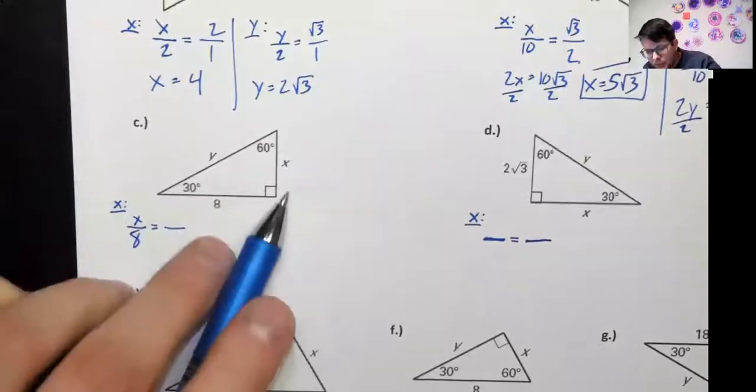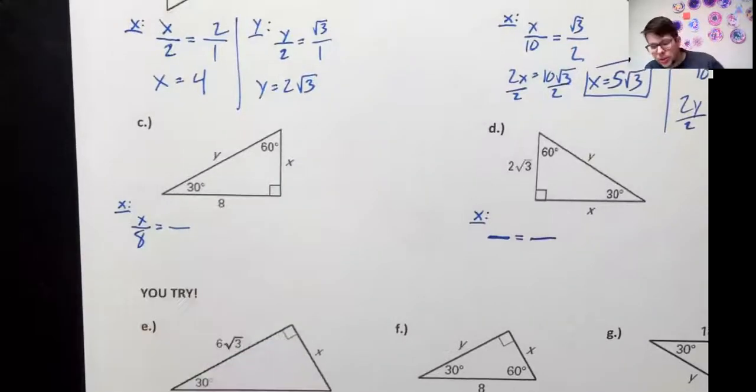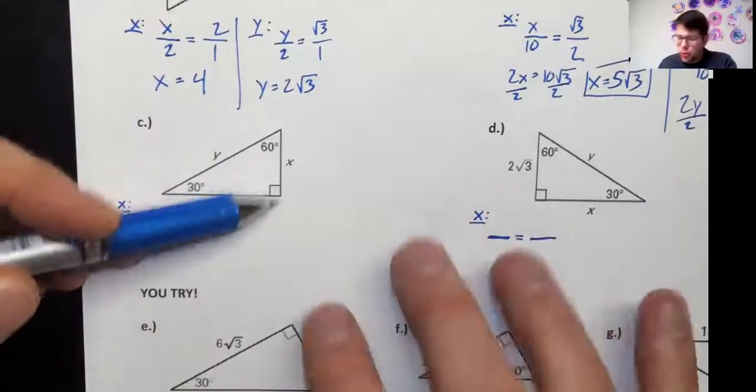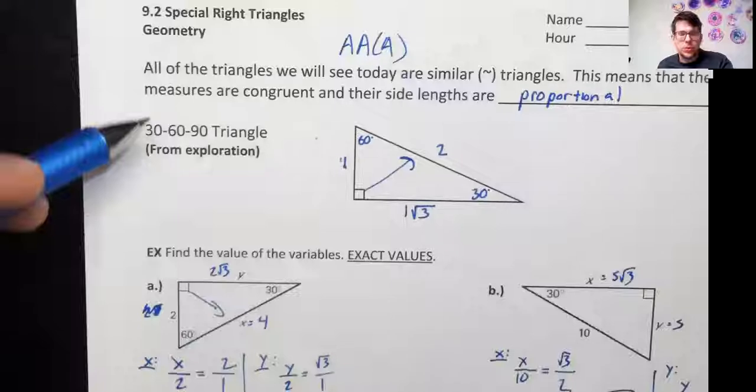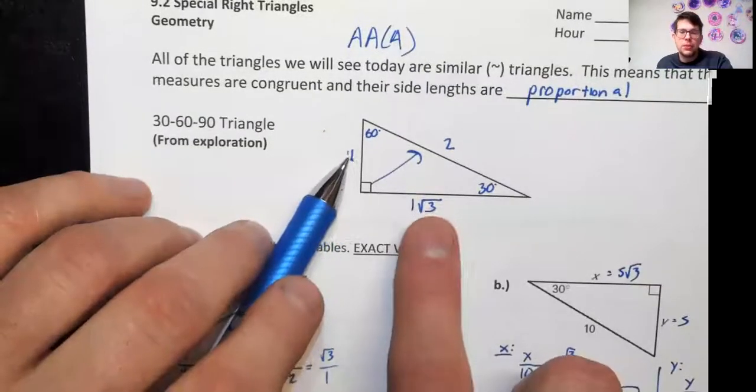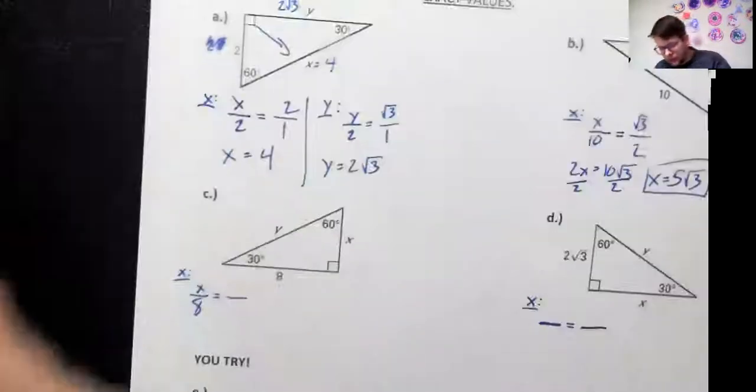To begin with right here, I'm going to start with my variable and my known side, which is going to be my x over 8. Now that is a short side and a medium length side. These are my two legs. So I'm going to use the same kind of information right here. I'm going to use my 1 and my root 3.